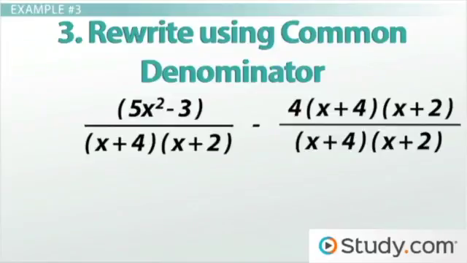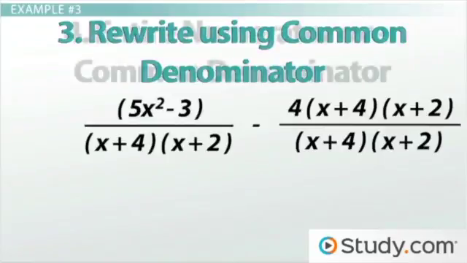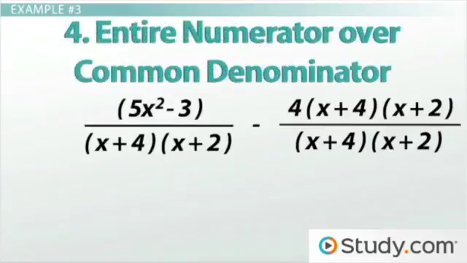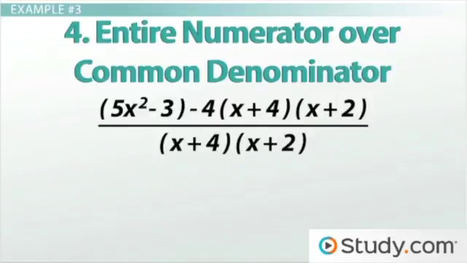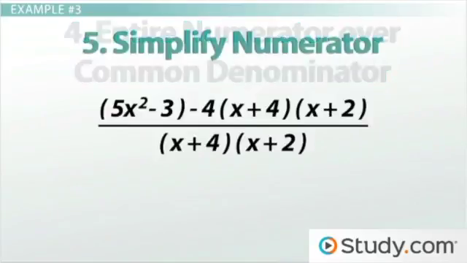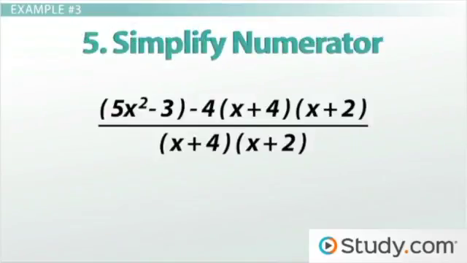5x squared minus 3 divided by x plus 4 times x plus 2, minus 4 times x plus 4 times x plus 2 divided by x plus 4 times x plus 2. Let's write the whole numerator top over the denominator bottom: 5x squared minus 3 minus 4 times x plus 4 times x plus 2 divided by x plus 4 times x plus 2. We can now simplify the top or numerator.